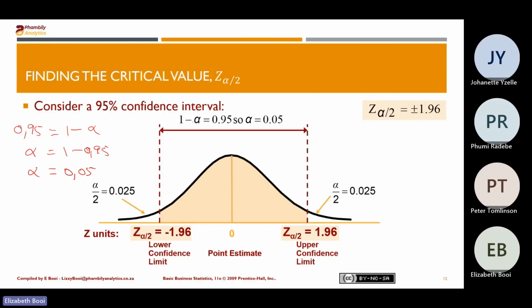That is our alpha value. But we need to go and find the critical value, because we know that we're doing a two-tail confidence interval. So we need to divide this alpha by 2. When you divide 0.05 by 2, you get 0.025. And therefore, you're going to have two sides, the lower boundary or lower limit and the upper limit.